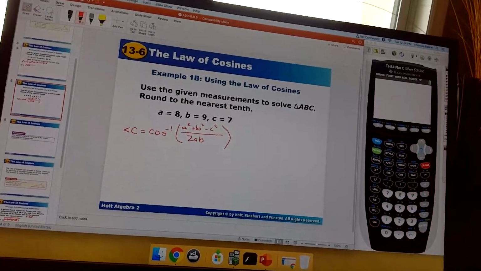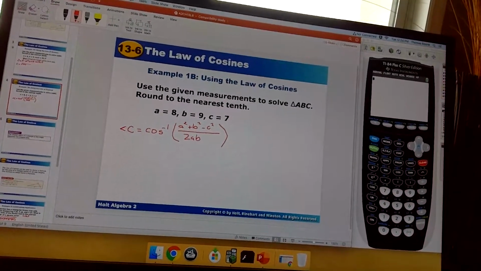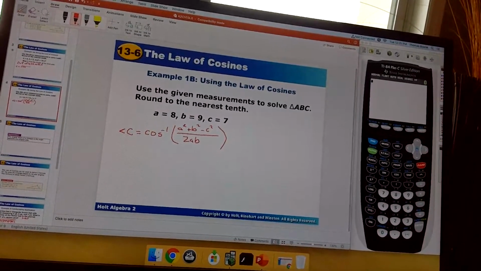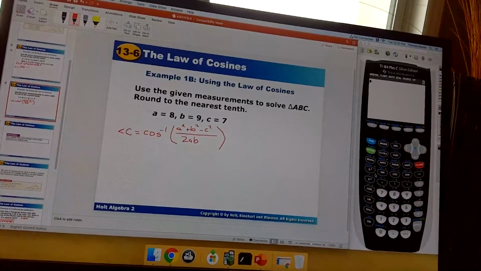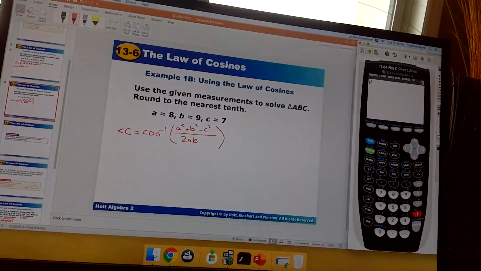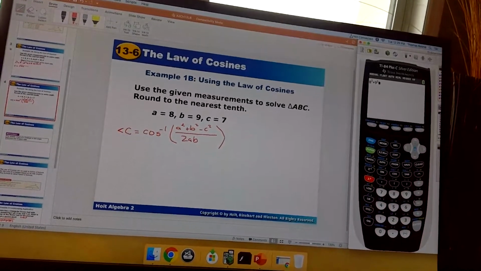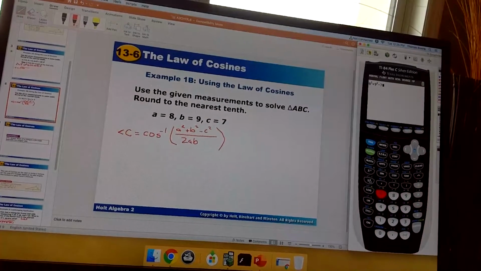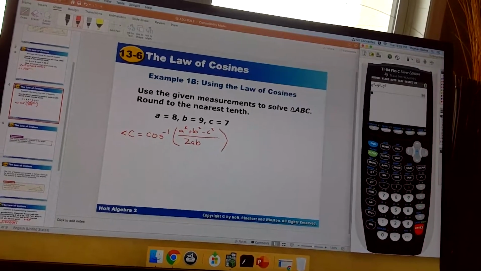So you've got to be real careful on how you set that up. Now, as I do this, what I do on the calculator, because it's too much to put in all at once, is I'll figure out what the top is. So what I'll do is go 8 squared plus 9 squared minus 7 squared, and we'll figure out what that is. That's going to be 96.